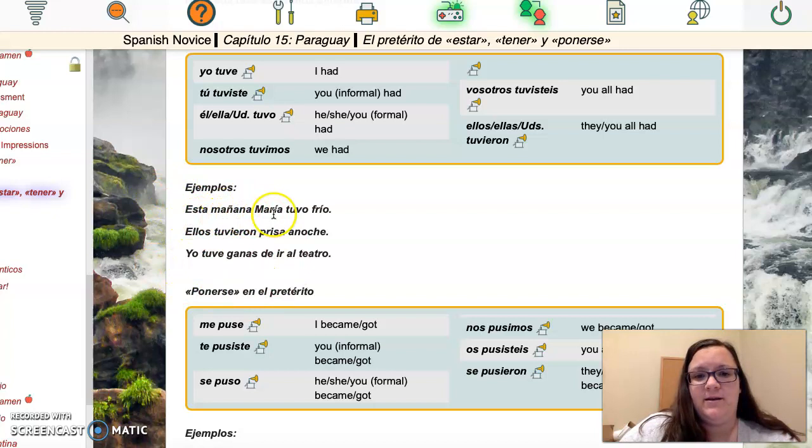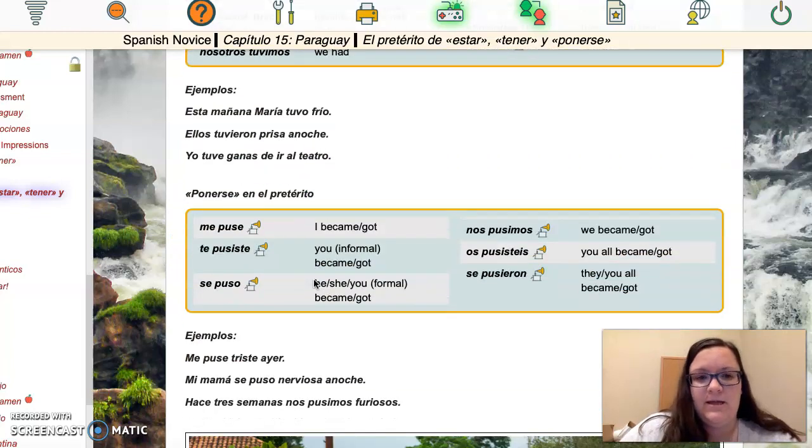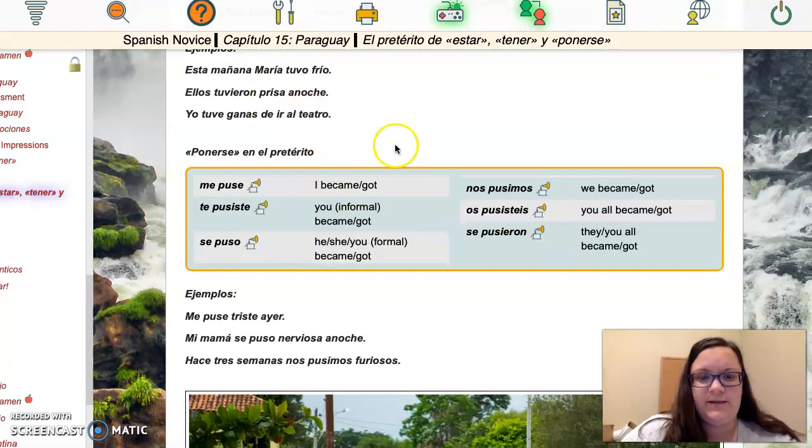Okay, and then underneath, there were example sentences here. So, esta mañana María tuvo frío. This morning, Maria was cold. Ellos tuvieron prisa anoche. They were in a hurry last night. Yo tuve ganas de ir al teatro. I had a desire, like I wanted to go to the theater, is how we understand that. And those would be the example sentences for that.